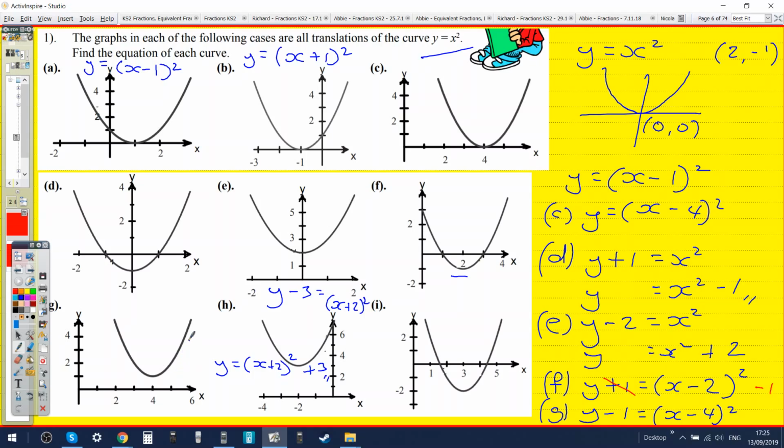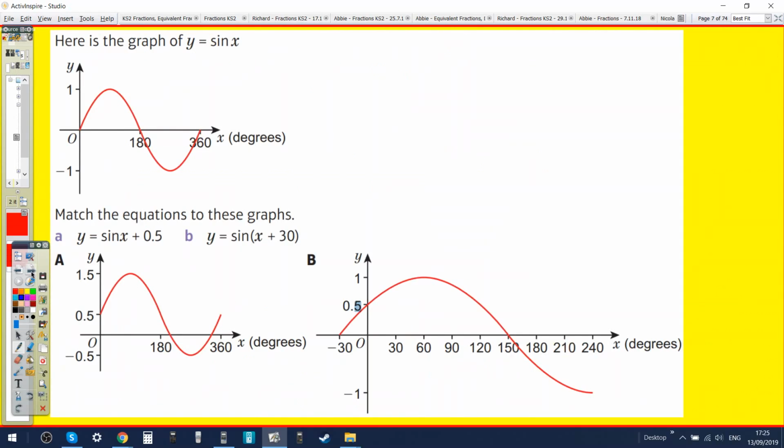Okay. So any questions about any part of that? No. So it's a very challenging topic, a lot of stuff backwards. Okay, here's the graph of y equals sine x. This is what it normally looks like. Match them up. Which of the two on the bottom is this one, and which of the two on the bottom is this one?